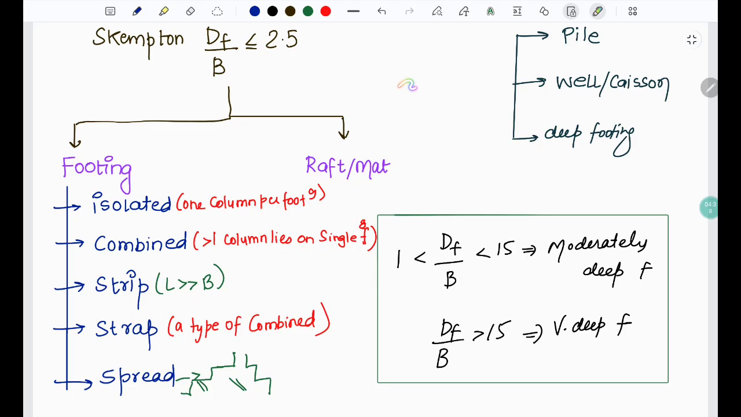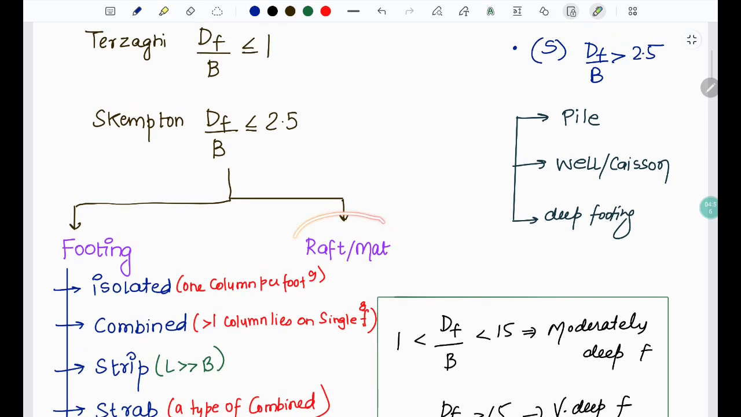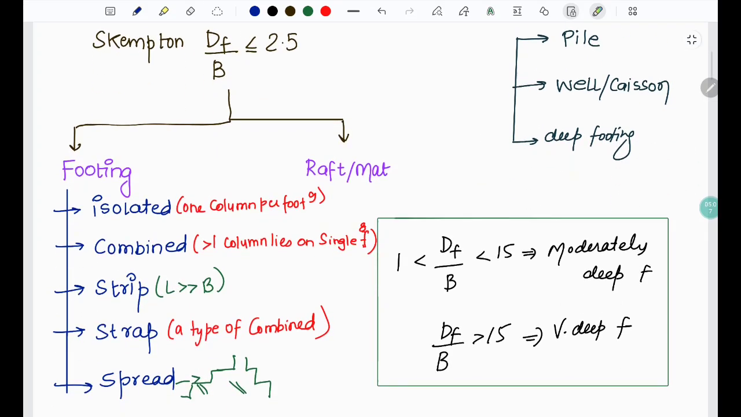Then we have strip footing, usually given for bearing walls, where the length is very much greater than the width. Then we have the strap footing, which is a sort of combined footing where a strap beam is attached, and then we have a spread footing like this. And then we have a raft or mat footing. We'll be discussing about it. In the deep, we have deep foundation, we have piles, we have well or caisson foundation, we have deep footing.